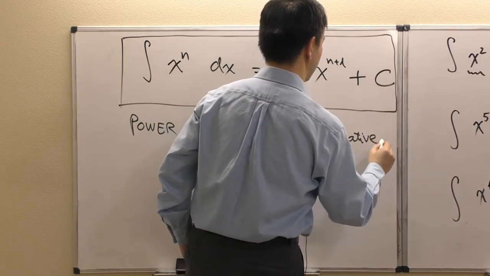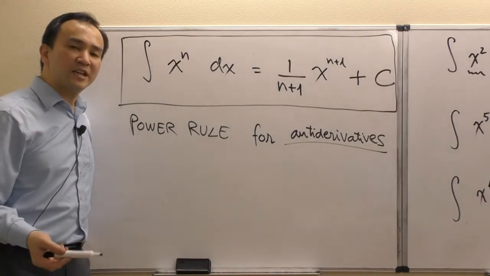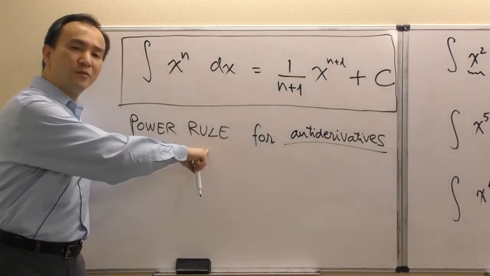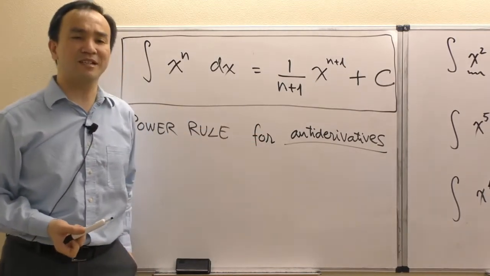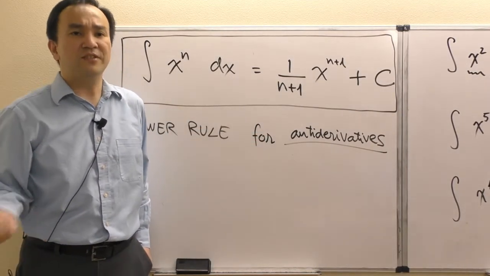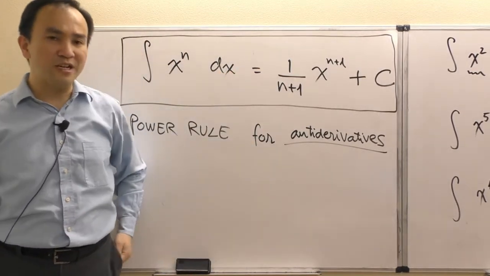Okay, and that's why we're now in the topic of learning about antiderivatives. So I highlight the term power rule here in capital, but the other one, of course, is for antiderivatives. Because we're not looking at derivatives, even though it's related. So that's the first rule that we fundamentally learned right here.